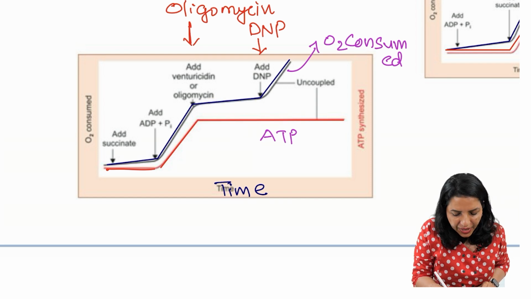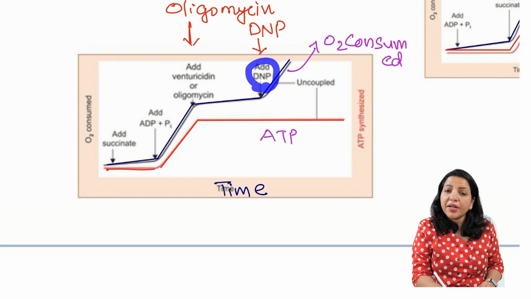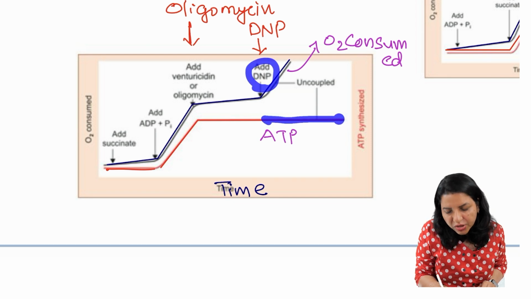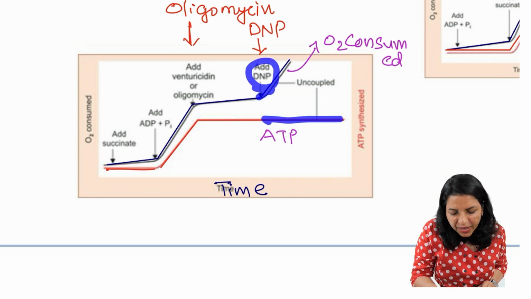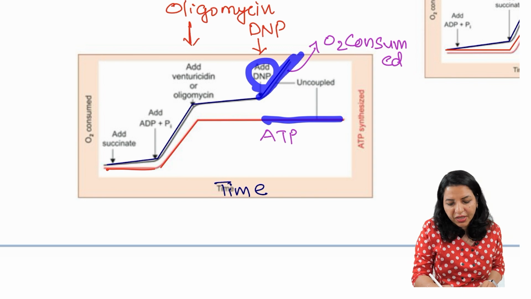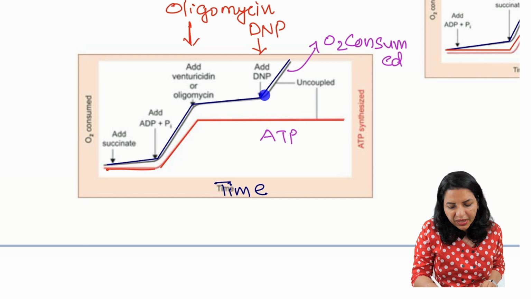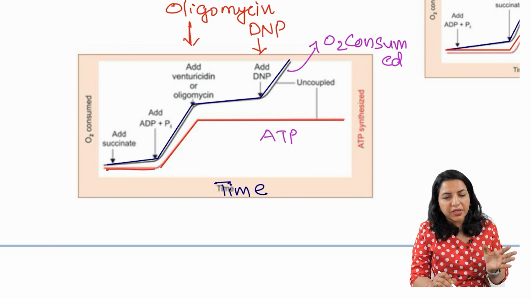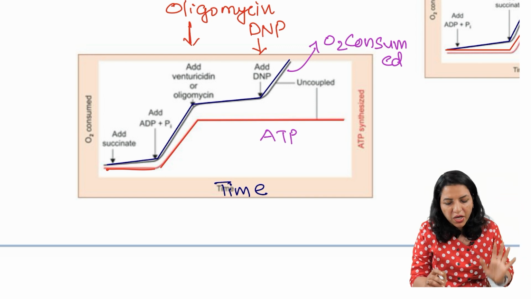Now you can see dinitrophenol is added. Dinitrophenol is an uncoupler, which means ATP production is stopping, but oxygen consumption is actually happening here. You can see there is an increase in oxygen consumption. So with an uncoupler, oxygen consumption increases; with the others, oxygen consumption stops and ATP production stops. This is what we should understand.